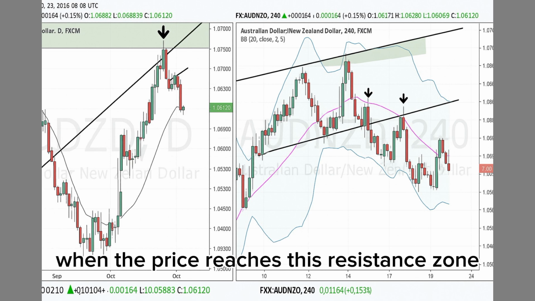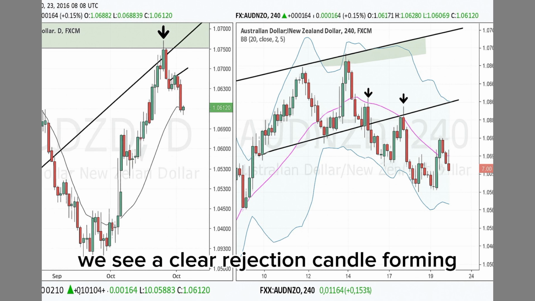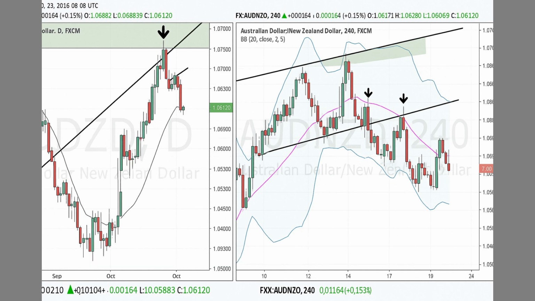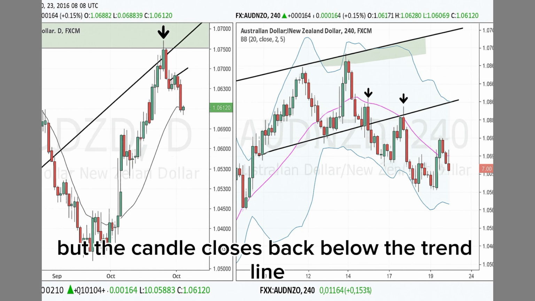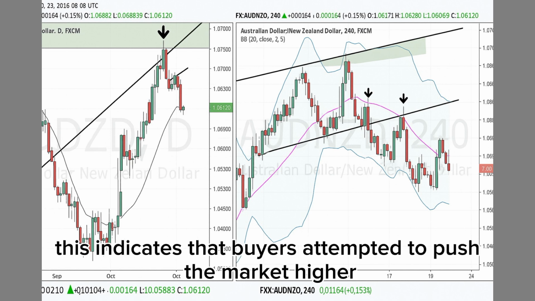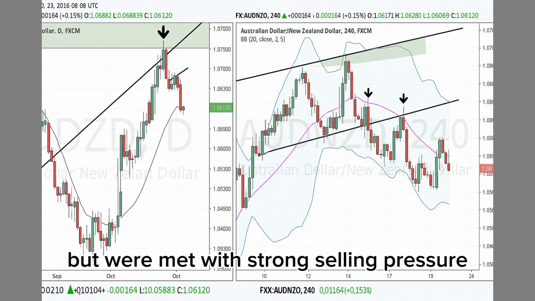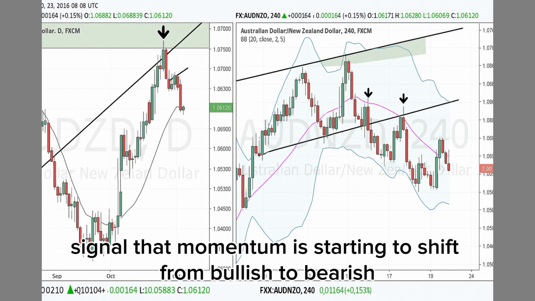When the price reaches this resistance zone, we see a clear rejection candle forming. The wick extends upward, but the candle closes back below the trend line. This indicates that buyers attempted to push the market higher, but were met with strong selling pressure. It's a classic signal that momentum is starting to shift from bullish to bearish.